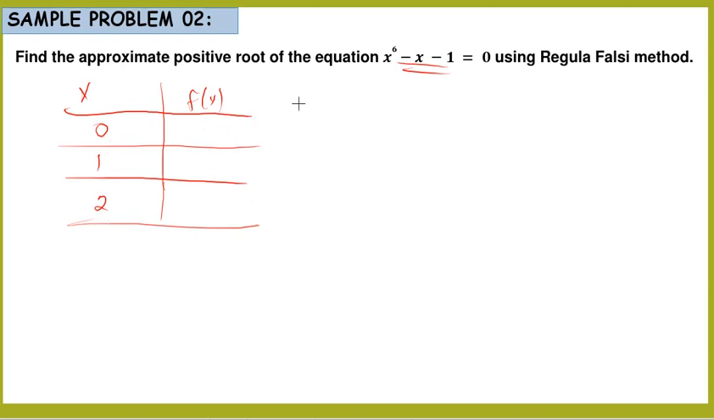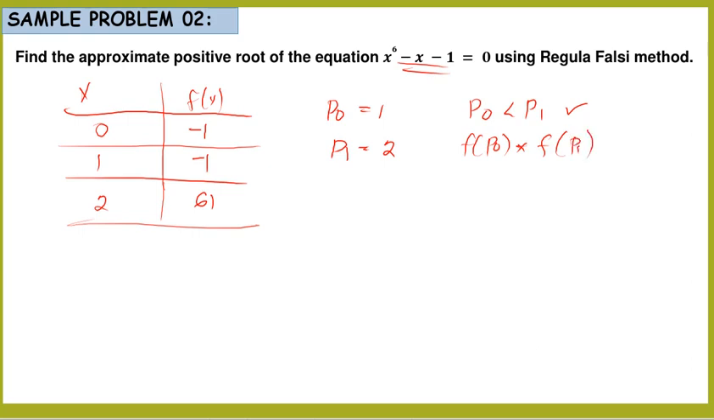So, yung function natin dito, just substitute itong value natin dito sa equation. Makukuha natin negative 1, and 61. So, in here, madidetermine na natin kung anong P0 natin, which is 1, and P1 natin, which is 2. Since yung P0 natin is less than P1, and yung function of P0 natin multiplied our function of P1 is less than 0. Okay. So, pag may P0 and P1 na tayo, in our first iteration, we can now solve for the value of Pn.